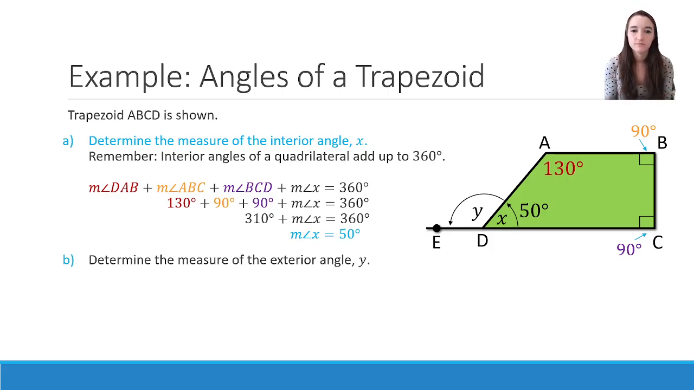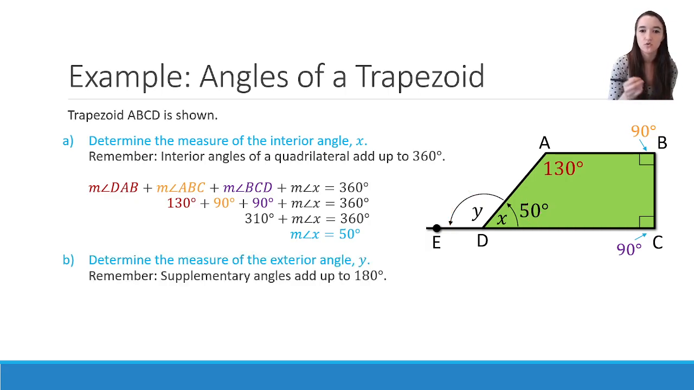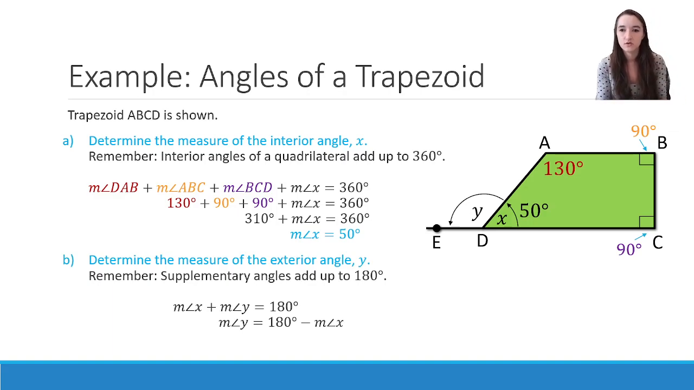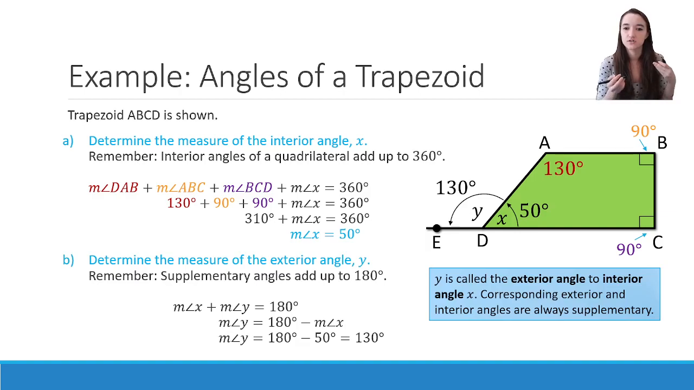Now to determine the measure of the exterior angle y, we just need to figure out that x and y together form a supplementary pair. We know x is 50 degrees, so what else do we need to get that full 180? So x plus y has to equal 180, so 180 minus the 50 degrees of x is 130 degrees, and so we have our measure of y.